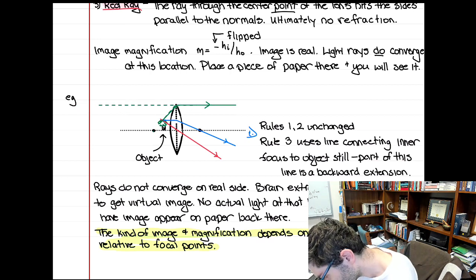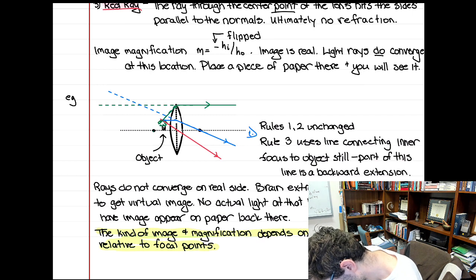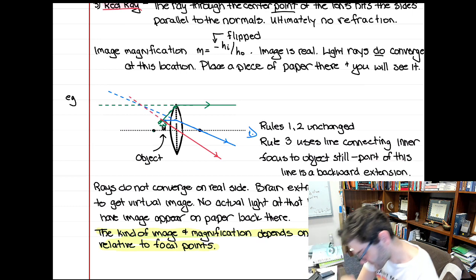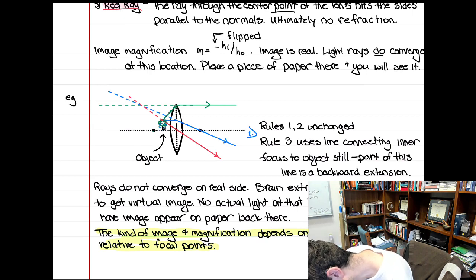It sees this blue line coming at you in a straight line, it will extrapolate it backwards. Then it sees this red line coming at you in a straight line. That one I actually did correctly. There we go. It will extrapolate it backwards. And then notice what happens, that there is a converging location for all of these three lines. And so what ends up going on is you do see an image.